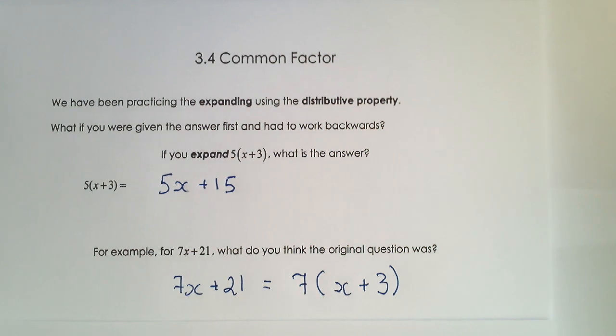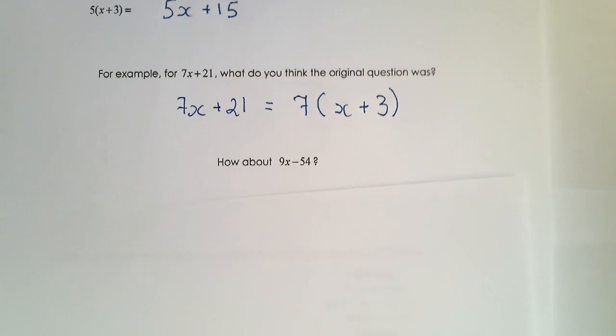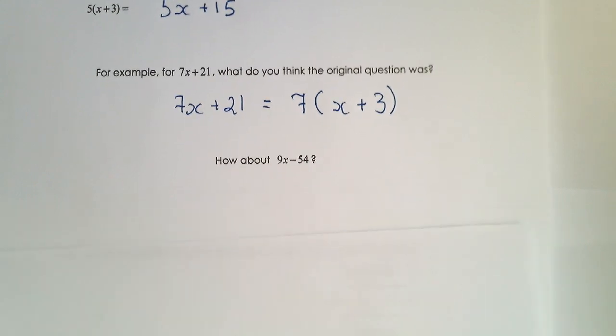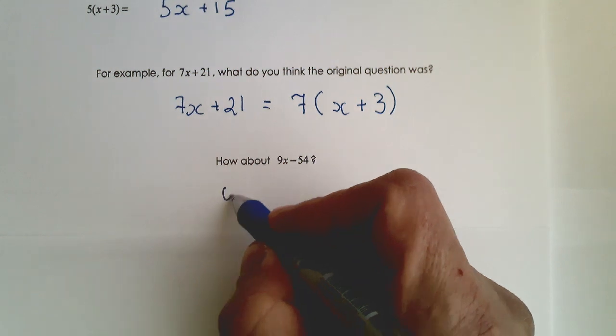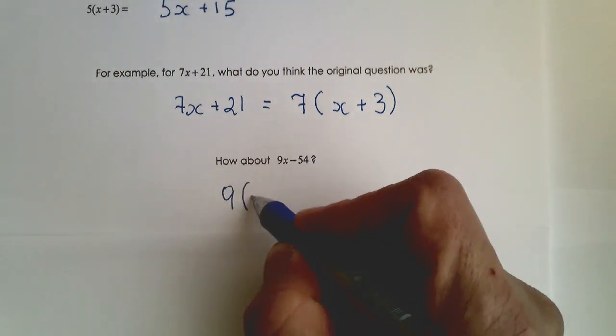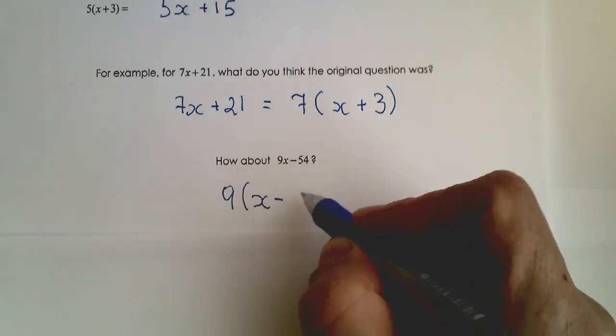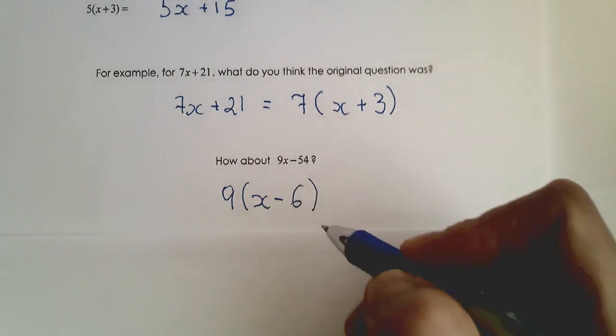Okay, so let's try one more. What about if I were to give you 9x minus 54? What would be the original answer? So some of you would have written 9 bracket x minus 6, and that would be correct.